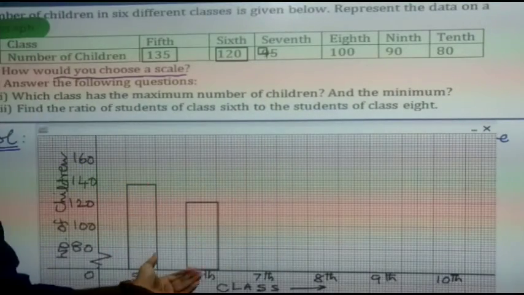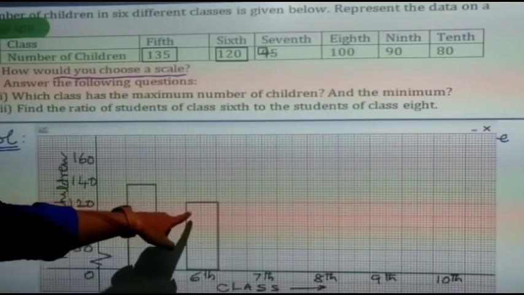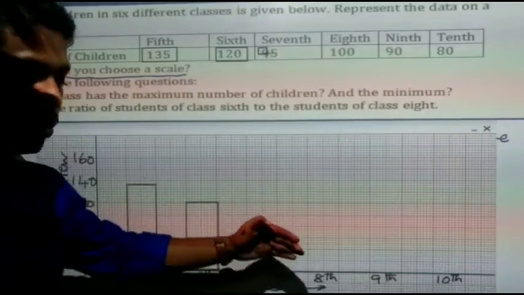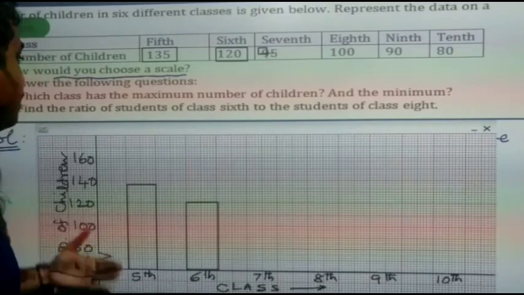But here the graph is being shown, like 135 is being shown. It is nearby to 140. This is 120. Next we have 95. So you can go on drawing the graph. You can see how you can draw the graph.